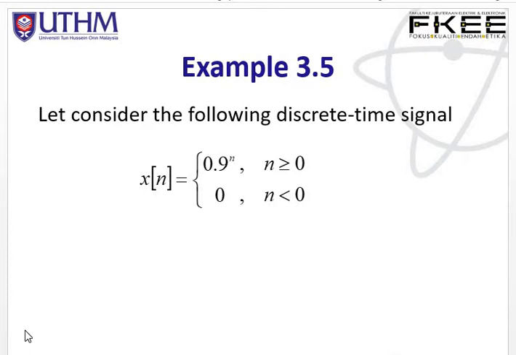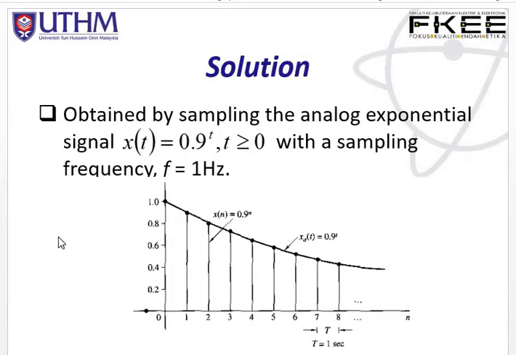Now let's look at the example. Let's consider the following discrete time signal. x(n) equal to 0.9 power of n, in which n is more than or equal to 0, and if n is less than 0, you will get 0. By following the formula given in the question, you assume n is t, then you substitute a value starting from 0 up to any value that you want. For example, I go up to t equal to 8.